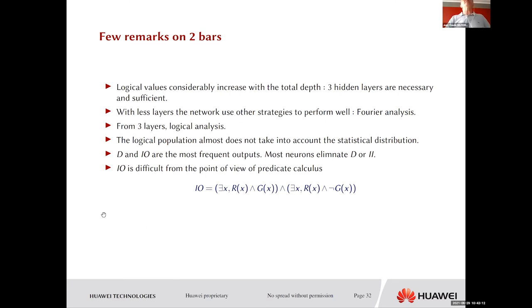What is also interesting is that if we consider, for example, fewer than 3 hidden layers, then the neural network is not using logic to perform the task, but it's using Fourier analysis. But from 3 layers and beyond, it's a logical analysis that is performed, all right? What is interesting is that disconnection and inclusion only are the most frequent outputs. And in order to decide inclusion only, most neurons, instead of training to decide it directly, eliminate the two other possibilities, D or II. Probably because IO is more difficult from the point of view of predicate calculus than the two other possibilities, but it's just a hypothesis.